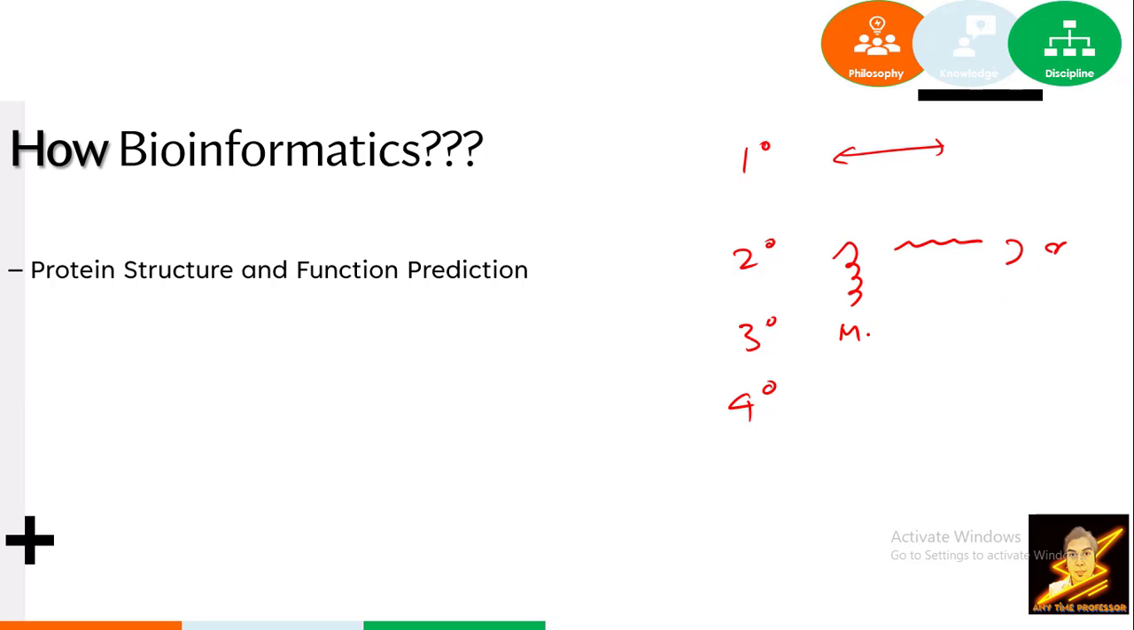Or it may consist of a certain kind of motif or functional part in the protein, or it may consist of this many domains, or it may belong to this kind of superfamily of that particular protein. So this kind of thing we can predict by the use of bioinformatics, that is, protein structure and function prediction.